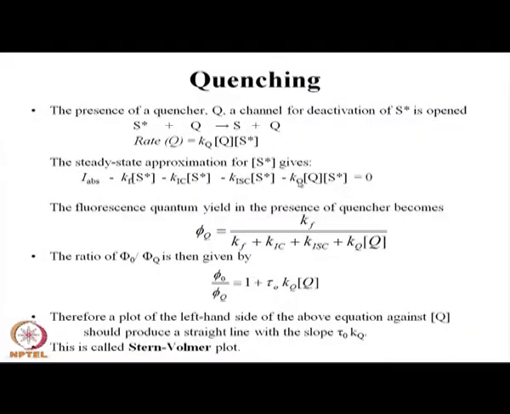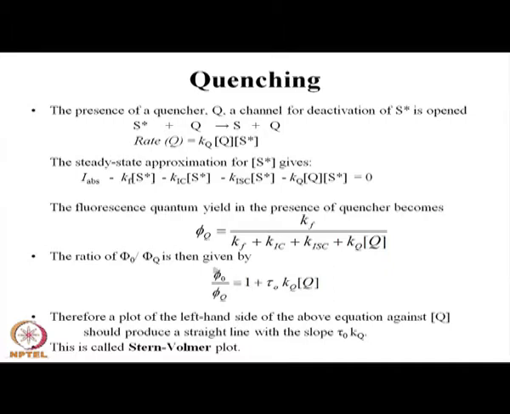So, when Q is absent, it is simply in absence of quencher, and when Q is present, then in presence of quencher. And this fluorescence quantum yield is basically, as I told you, k f by k f plus k n r plus k q into Q, and the ratio of phi 0 and phi Q is then given by 1 plus k q tau 0 into Q. This is the quantum yield in presence of quencher and in absence of quencher.